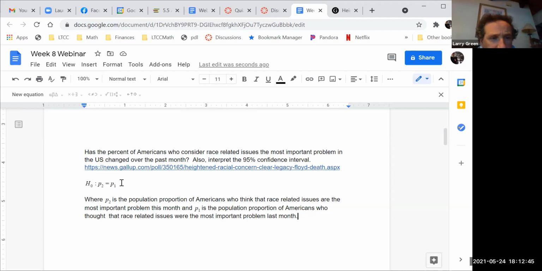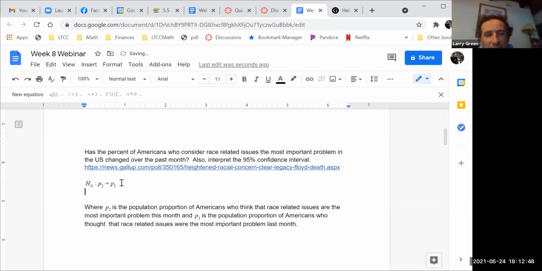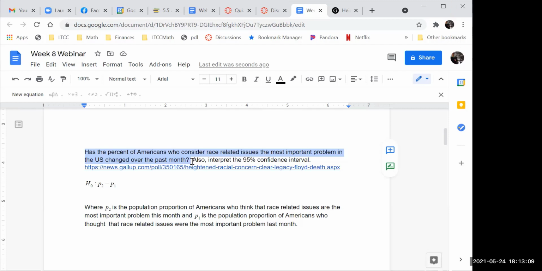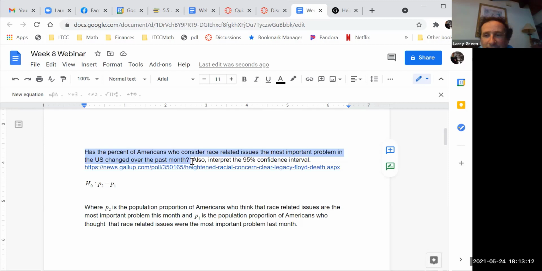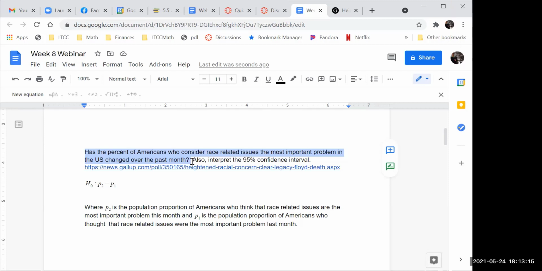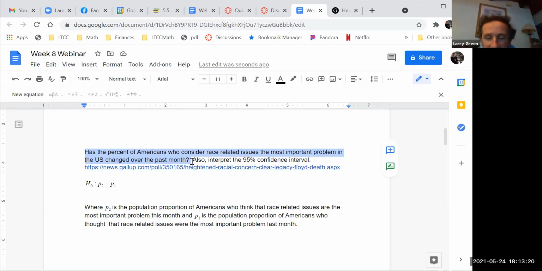Okay, what is H1 going to be? And what's the key word that's going to tell us what H1 is? So if you look at the question here, what's the key word that's going to tell you what inequality to use? There aren't that many words in that question. The most? Not the most. It's a good idea, but not the most. Changed. Yeah, changed is the key word. Because if it's changed, that means the proportions are different from each other. Any questions on that?